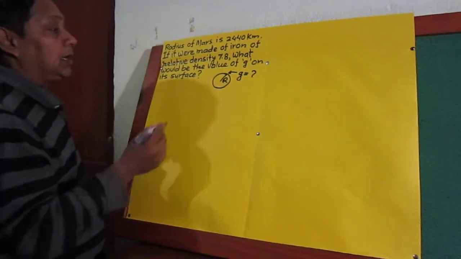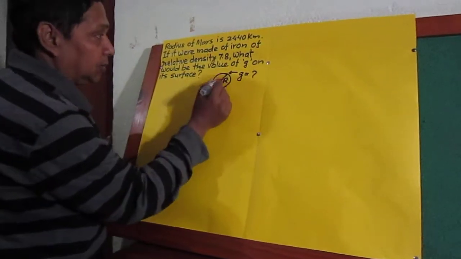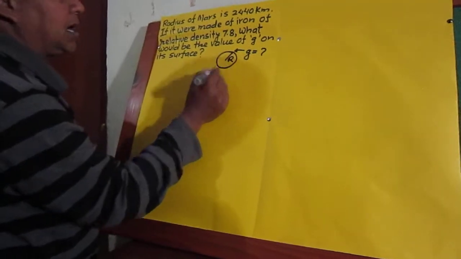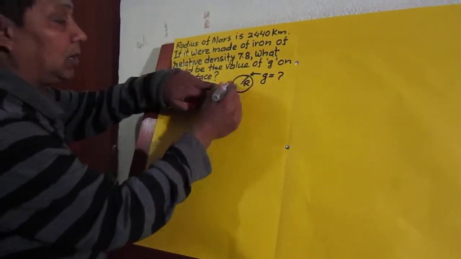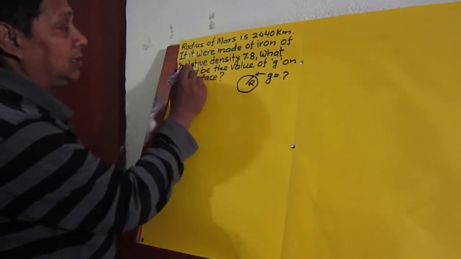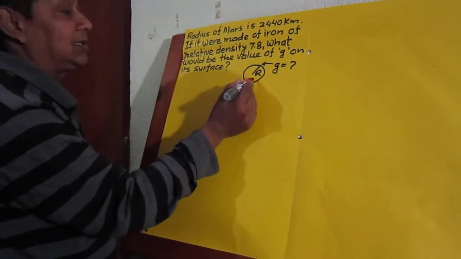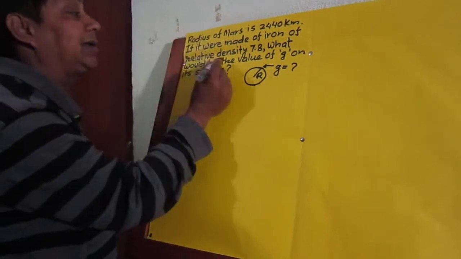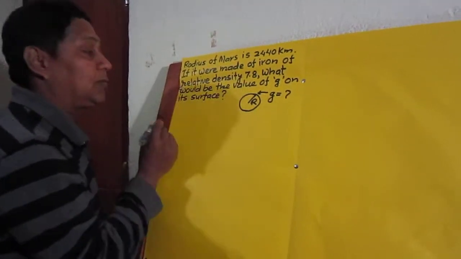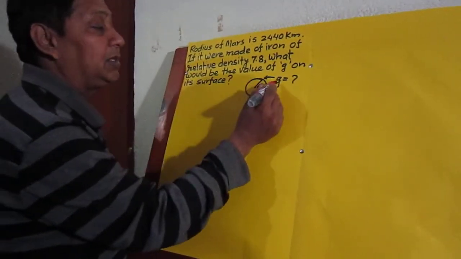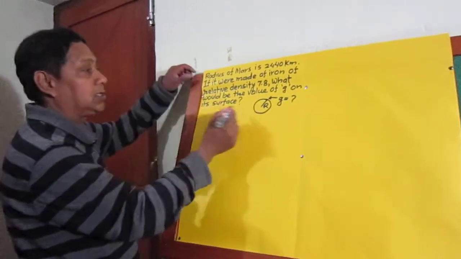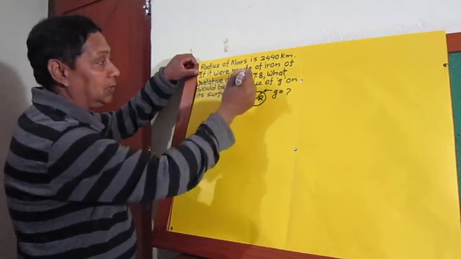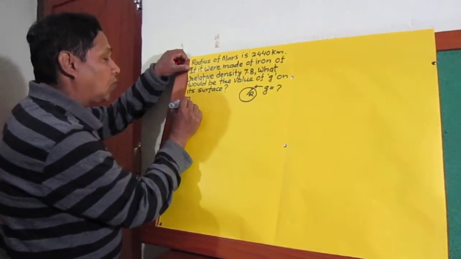But the given is the radius of Mars and the density of this planet, but not the real density. What is taken actually is, if we consider that it is made up of iron of density 7.8, then what will be the value of g, is the question. So we can solve this numerical this way.